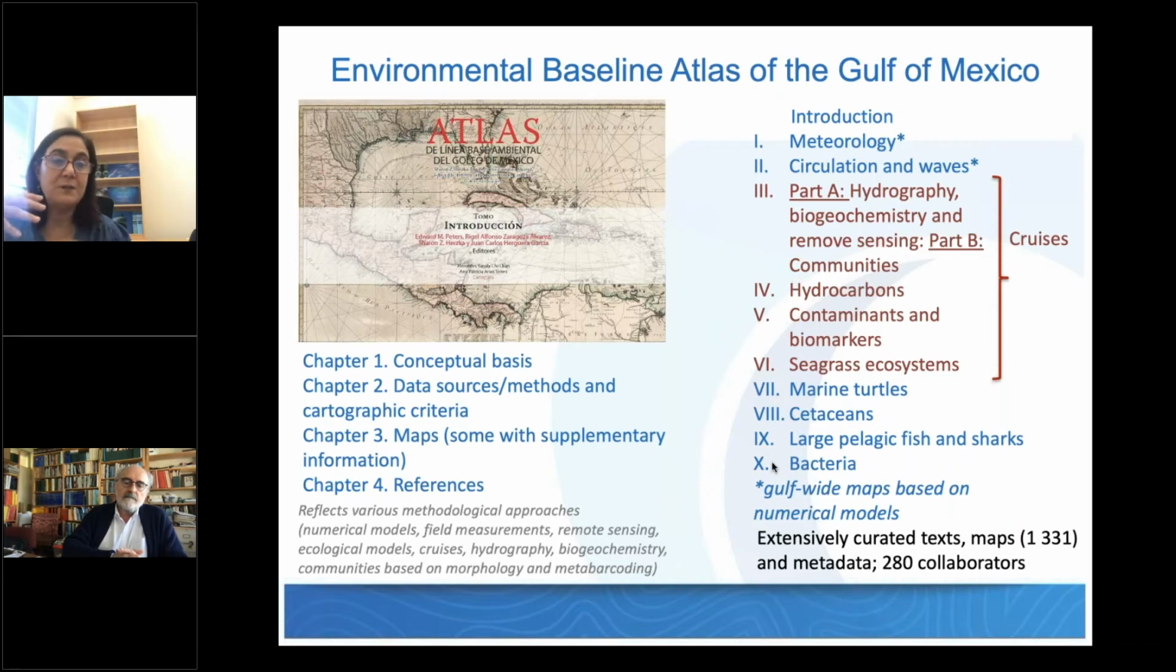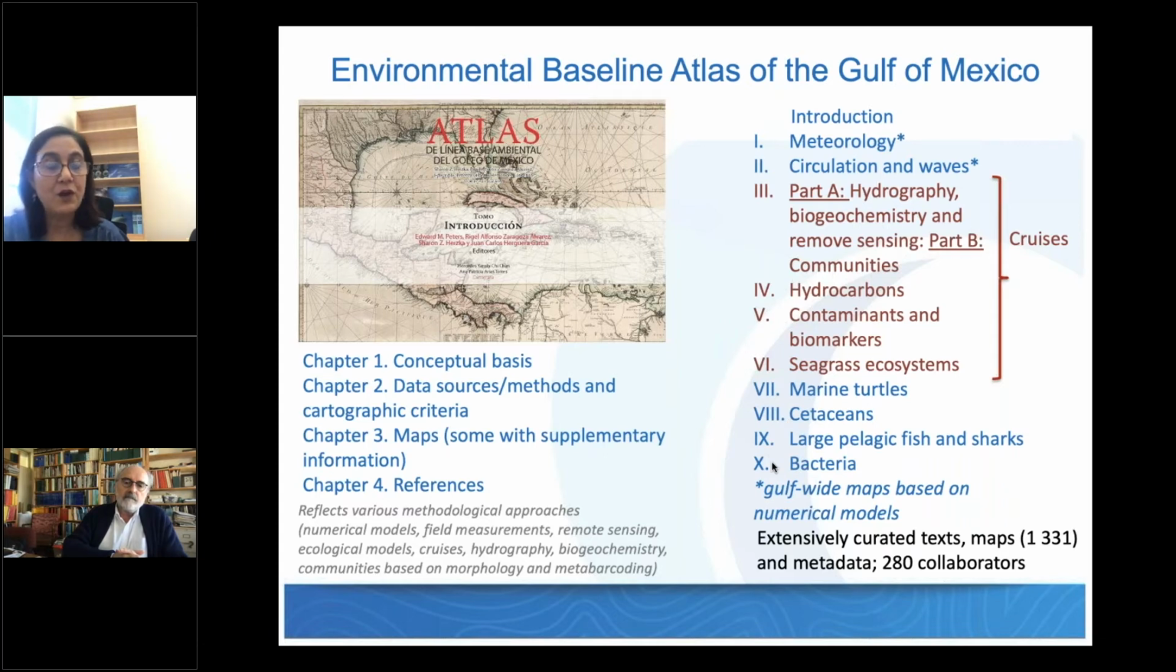Each of these volumes is basically a book that has 4 chapters. The first one lays out the conceptual basis for whatever the theme of a particular volume might be. Then there's a chapter that describes what each group did in terms of the sampling or the analysis of the data and how the cartography was designed. And the third chapter contains the maps.